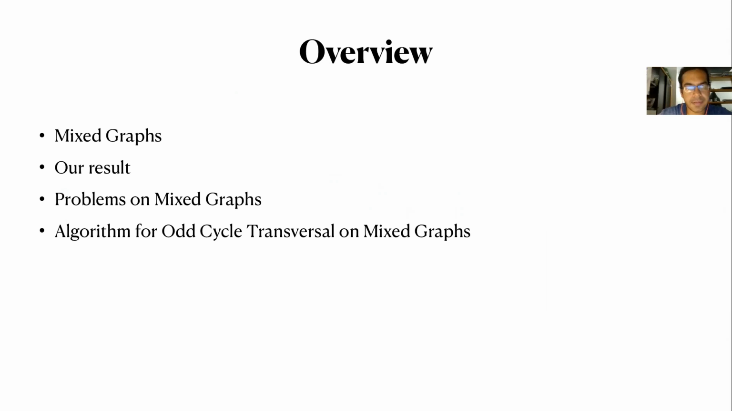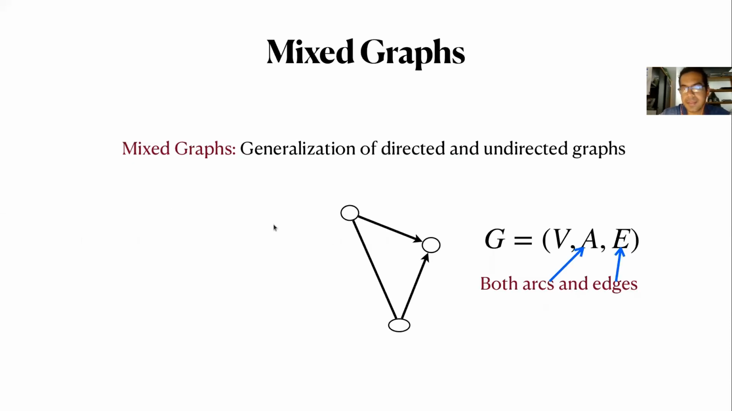So the overview of the talk is as follows. I will first define what a mixed graph is. I will mention what our results are, what various problems on mixed graphs have been studied, and then I will talk about the algorithm for odd cycle transversal on mixed graphs. So first I will begin with defining what a mixed graph is.